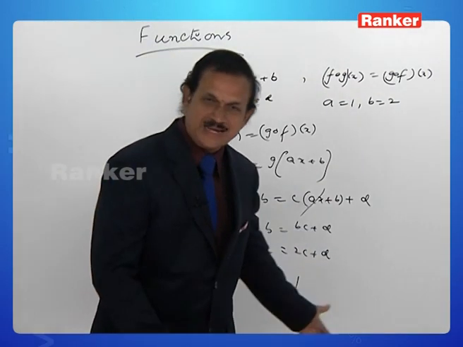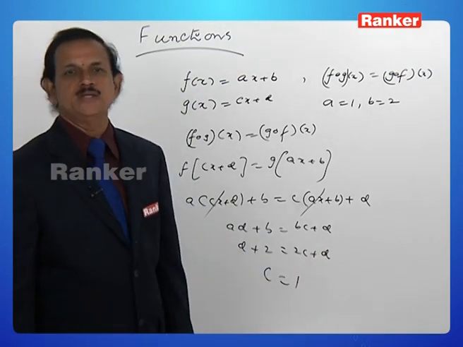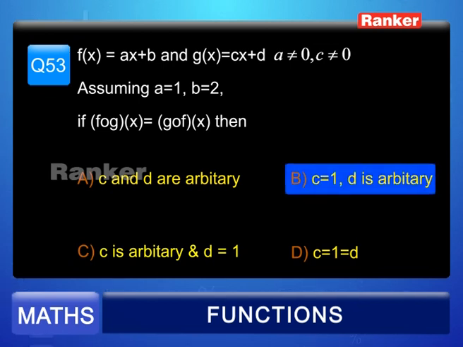The process of calculation itself, we trace that the value of c is 1 and d can be any real value. Therefore, c is 1 and d is arbitrary. It can take any real value. That is the right option.